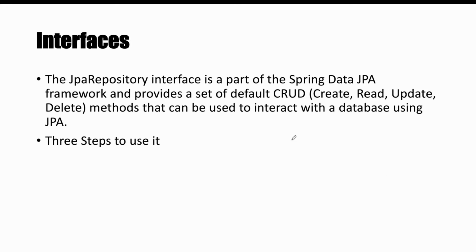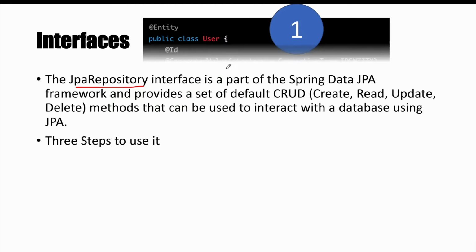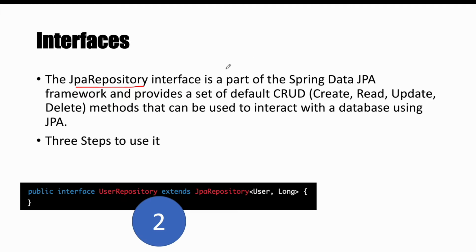So JPA repository. So repository pattern we saw already. Okay, and it is helping us to do all the CRUD operations. There are 3 steps to doing it. So first thing is you will define your entity. Entity is basically the table, which is the DB table. Okay, the second thing which you will do is you will define your interface. Okay, this is the repository which you are defining here.